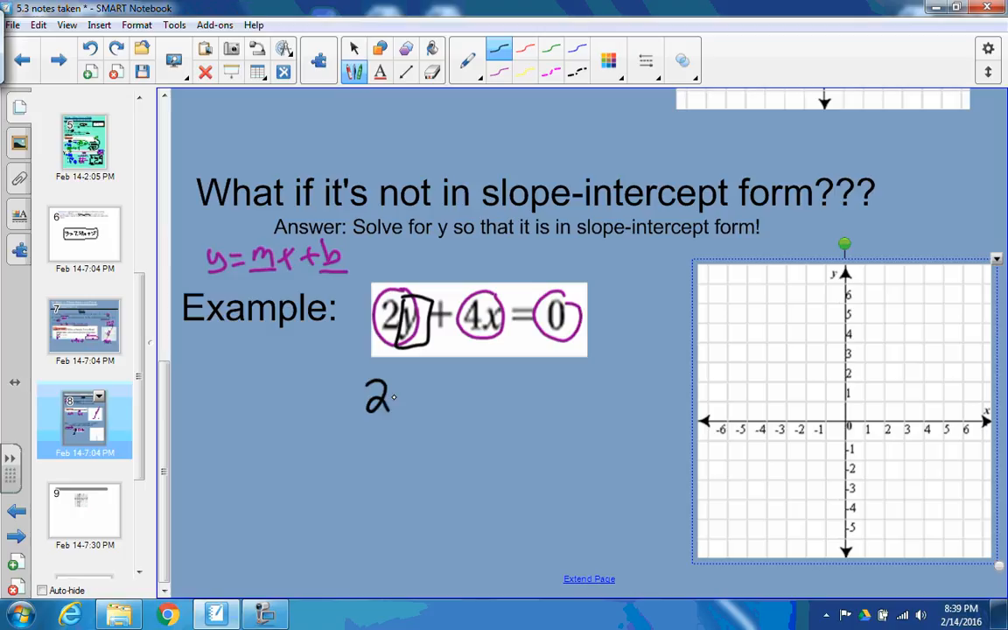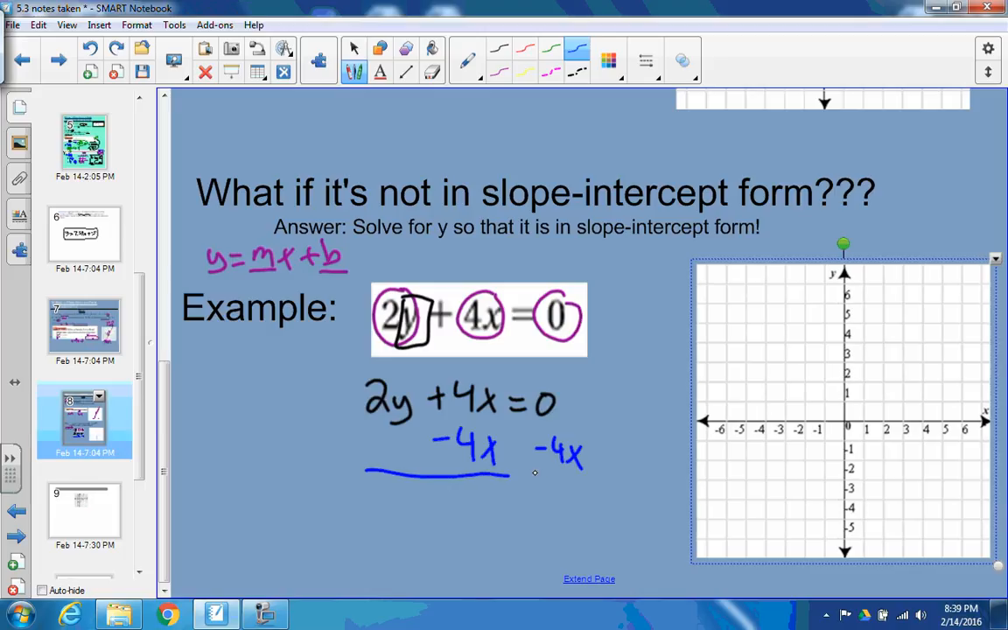So we have 2y plus 4x equals 0. Let's get rid of that plus 4x, because we don't need that on this side at all, the whole thing. So we're going to subtract that from both sides. When we do that, this gets rid of that. We have 2y equals 0 minus 4x, which would just be negative 4x.